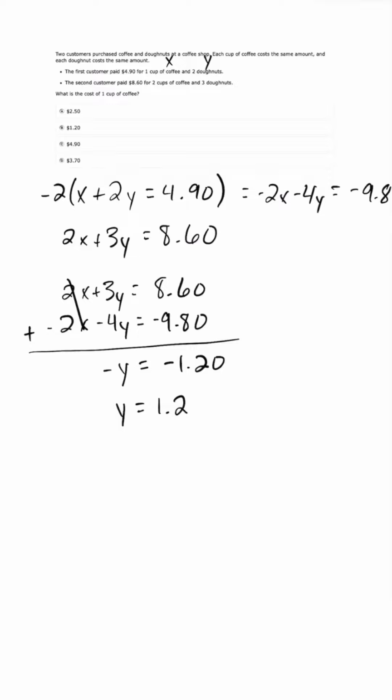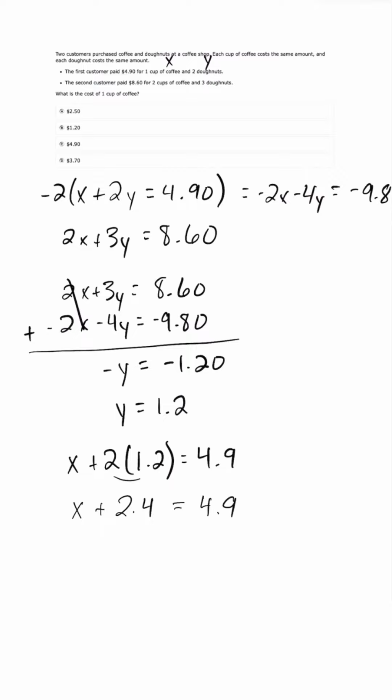So I'm going to go back to my original equation. So this first one, before I multiplied by -2, was x plus 2y. So instead of y, I'm going to put 1.2. And that was equal to 4.9. Okay, so first thing we have to do, 2 times 1.2 is 2.4. And then I'm going to bring down my x plus, because that was a positive 2.4. So x plus 2.4 is equal to 4.9.